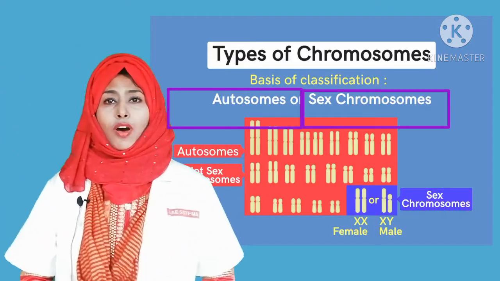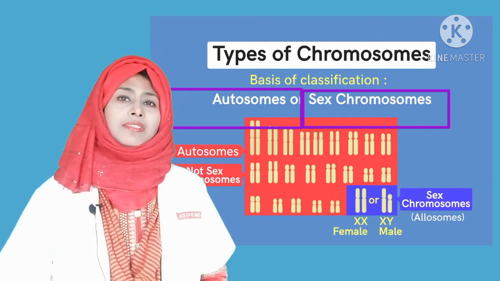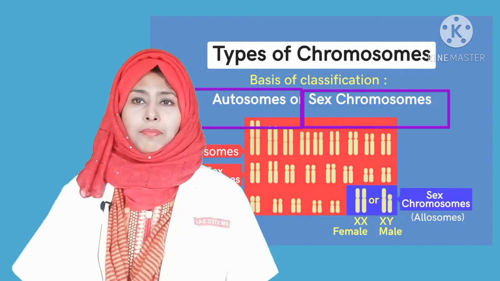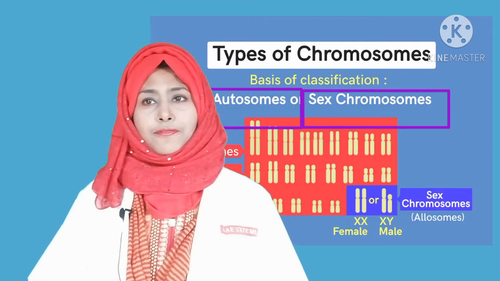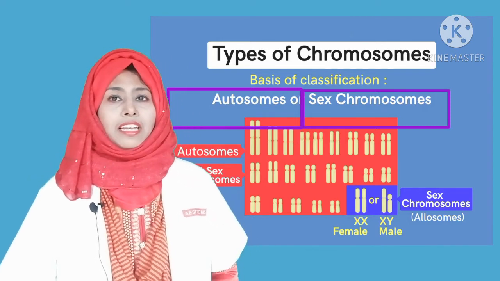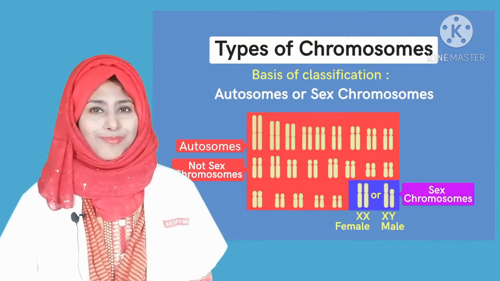Classification of chromosome on the basis of function. According to their function, chromosomes are 2 types, autosome and sex chromosome. Those chromosomes bearing genes for morphological features are known as autosomes. In man, there are 22 pairs of autosomes.